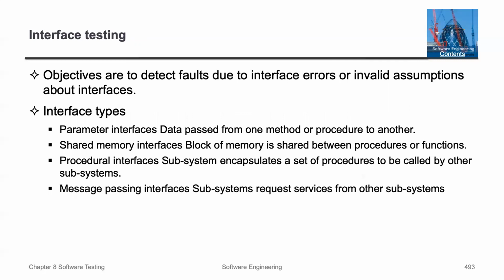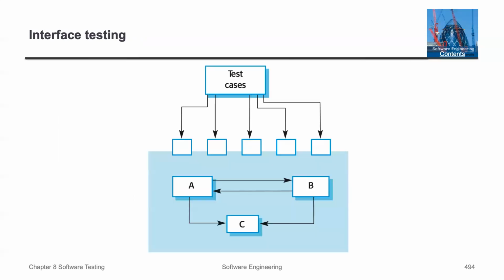And the interface types are parameter interfaces, shared memory interfaces, procedural interfaces, and message passing interfaces. So for parameter interfaces, the data is passed from one method or procedure to another. For shared memory interfaces, the blocks of memory are shared between procedures or functions. And for procedural interfaces, subsystems encapsulate a set of procedures to be called by another subsystem. Finally, message passing interfaces, subsystems request services from other subsystems.